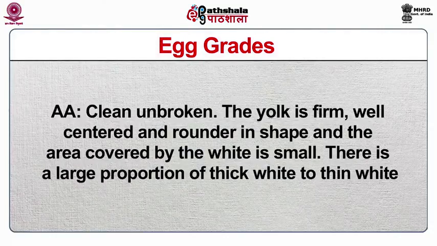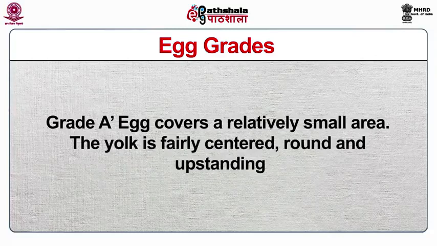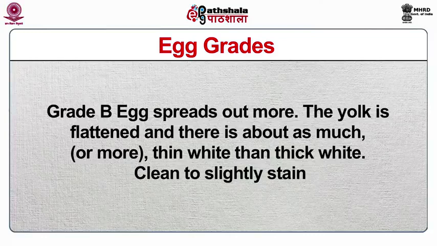In Grade AA, the yolk is firm, well centered and rounder in shape, and the area covered by the white is small. There is a large proportion of thick white to thin white. Grade A eggs cover a relatively small area. The yolk is fairly centered, round and upstanding. Grade B eggs spread out more. The yolk is flattened and there is about as much thin white as thick white, clean to slightly stained.